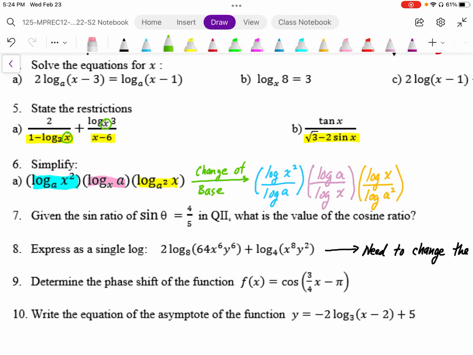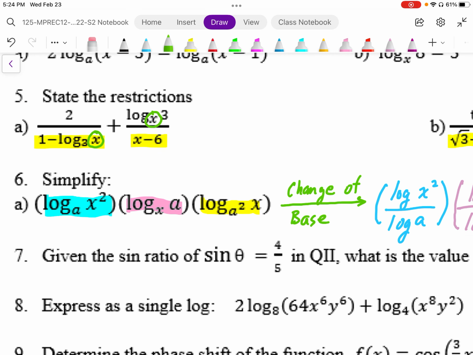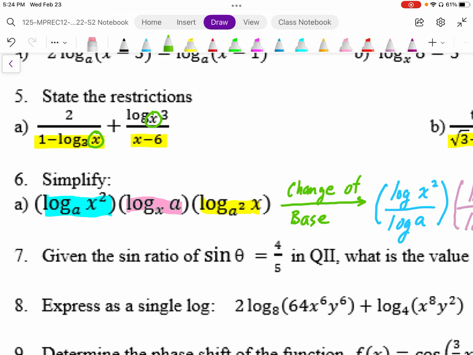For question number 5a, we're going to have some restrictions. One of the restrictions that we're going to have is x in the base. So for x in the base, x must be greater than 0 and x cannot be equal to 1. Okay, so that's going to be my x in the base.